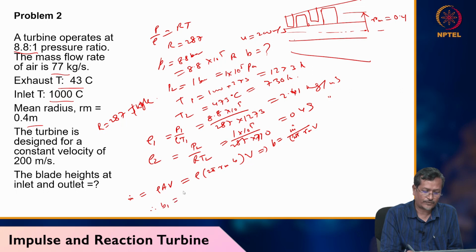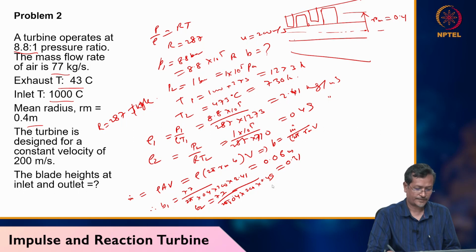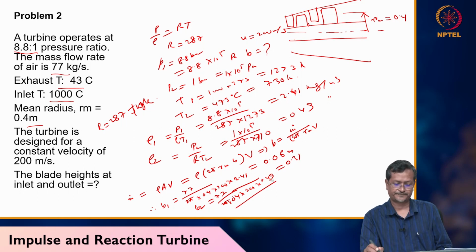Therefore B1 equals 77 divided by 2 pi into 0.4 into 200 into 2.41, which equals 0.06. B2 equals 77 divided by 2 pi into 0.4 into 200 into 0.49. So it is coming 0.31. So this is the answer.